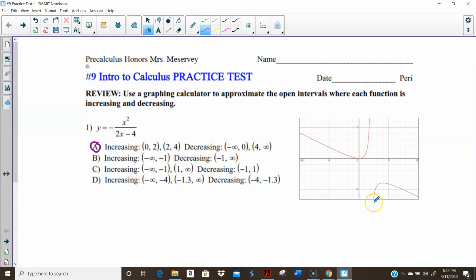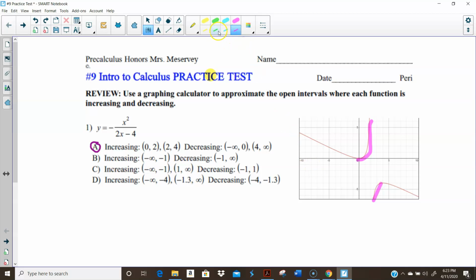And then from 2 to 4, we start down here and we increase from 2 to 4. And then we're decreasing from negative infinity to 0, and we're decreasing from 4 to infinity. Here I can show you with a pen. So the increase is here, and then the increase, you start down here and you increase.